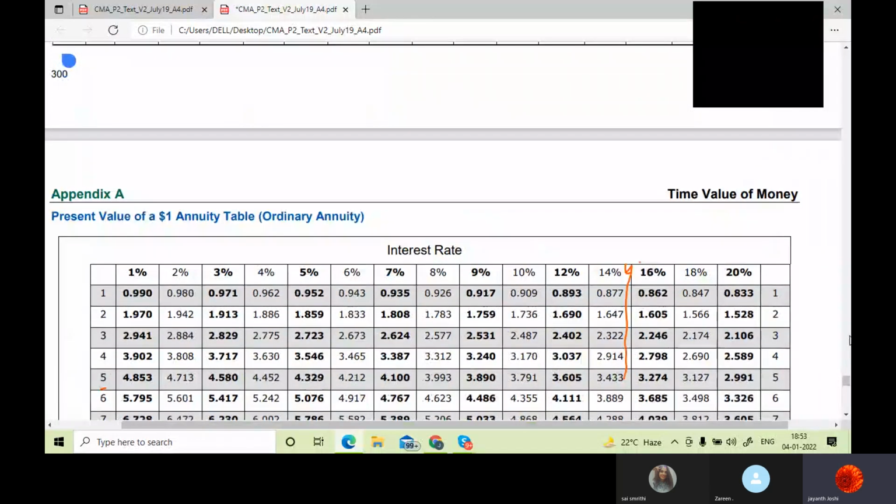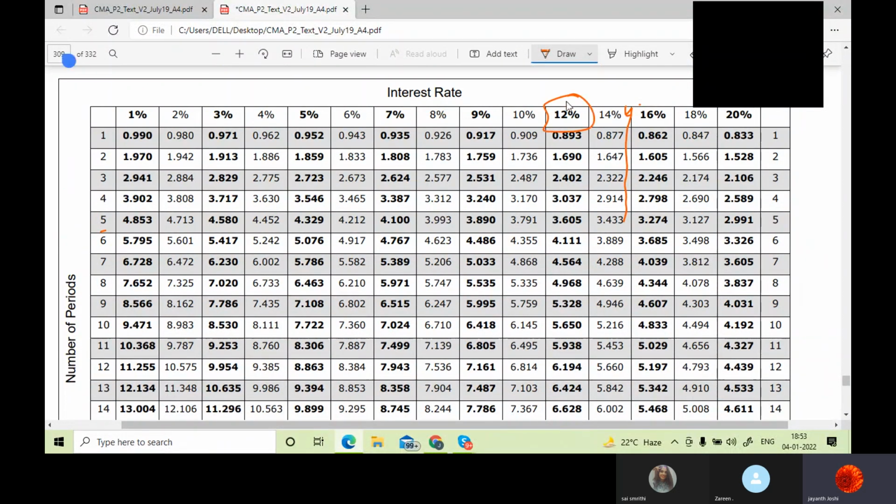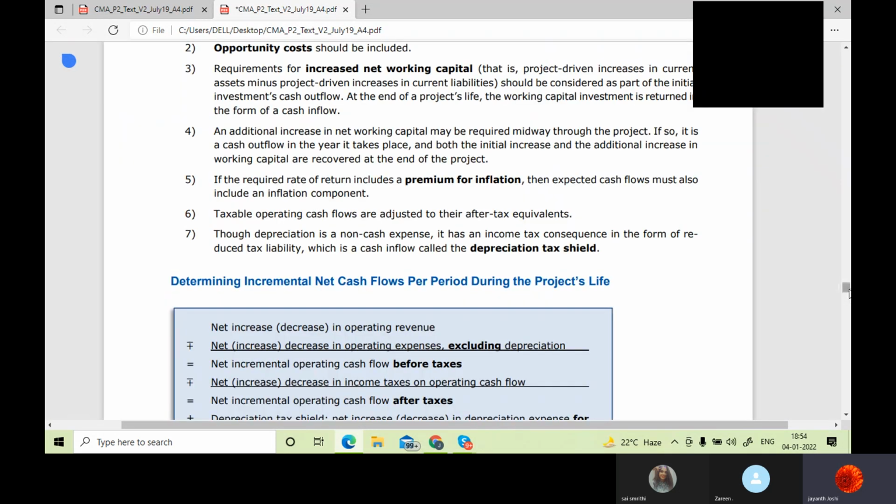So present value of annuity factor at 12%. It is 12% now? 14% or 12%? 14% for 12 years. So it is 12th year 5.660. Okay. So we will multiply that with this.